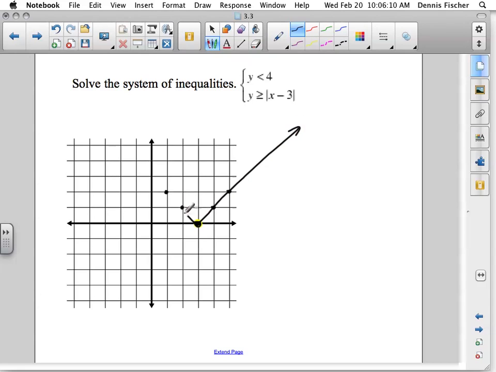Draw my graph in. Solid line because it's the equal sign there, right? Solid line. And so therefore I got those. And now I have to pick a point.